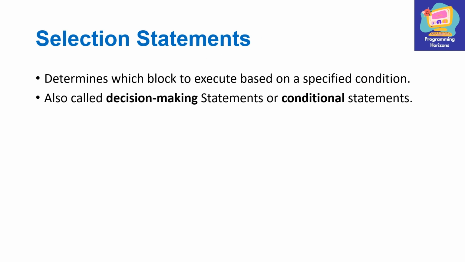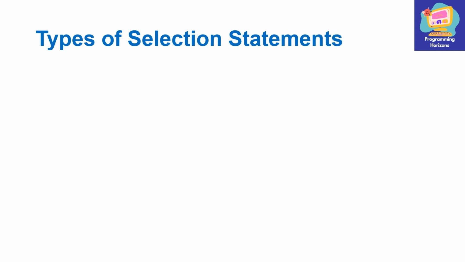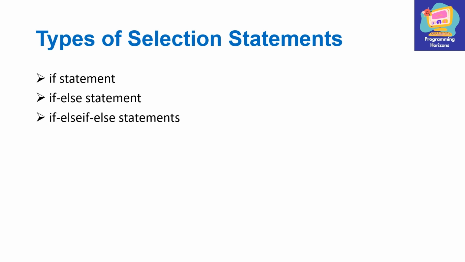Now let's talk about selection statements. As mentioned earlier, these determine which block to execute based on a specified condition, and that is the reason these are also called decision-making statements or conditional statements. These are extremely useful as there are many instances where we have to make certain decisions within the program and execute the statements accordingly. Decision-making statements or selection statements are further classified into if statement, if-else statement, if-else if-else statements, and switch case statements.